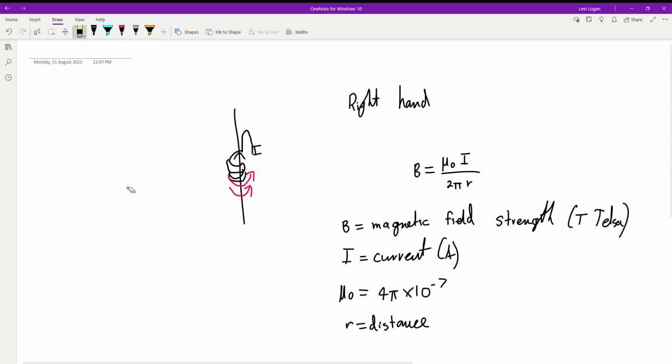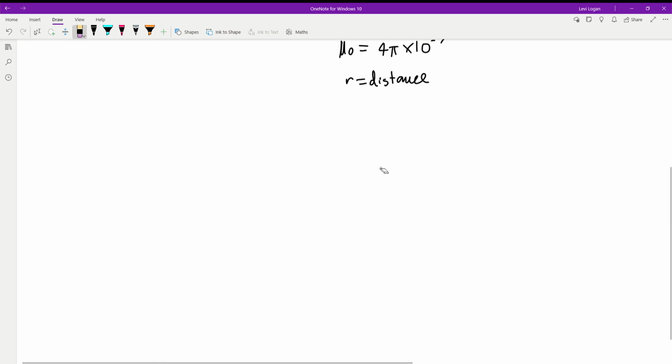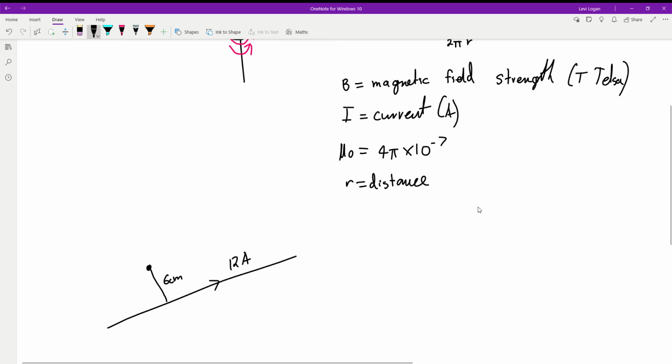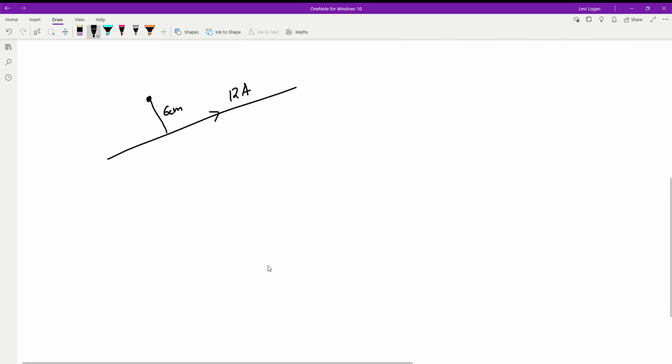Okay, so let's take a look at a specific question. You just have a current in a wire, and the current is, let's say, 12 amps, and you want to work out the magnetic field strength a distance of 6 centimeters from the wire. Now mind you, this distance needs to be in SI units, so meters. If you want to have a go at this question, feel free to pause the video and have a crack.